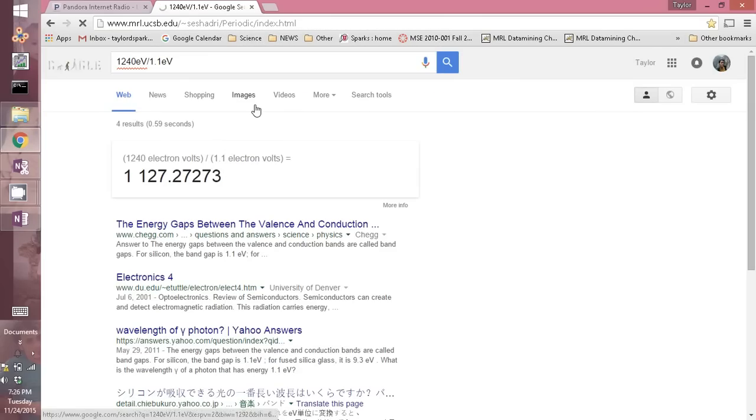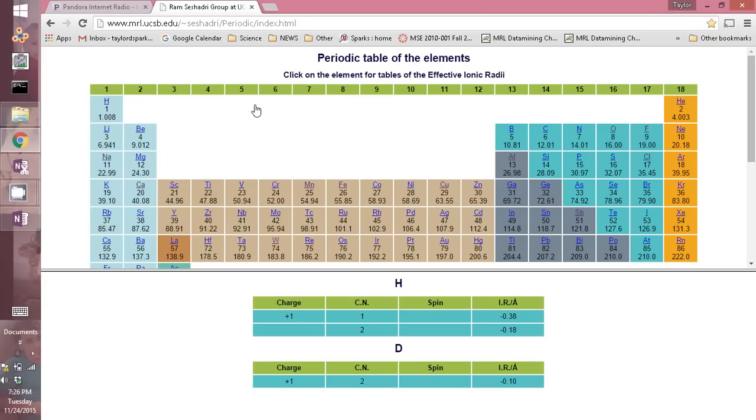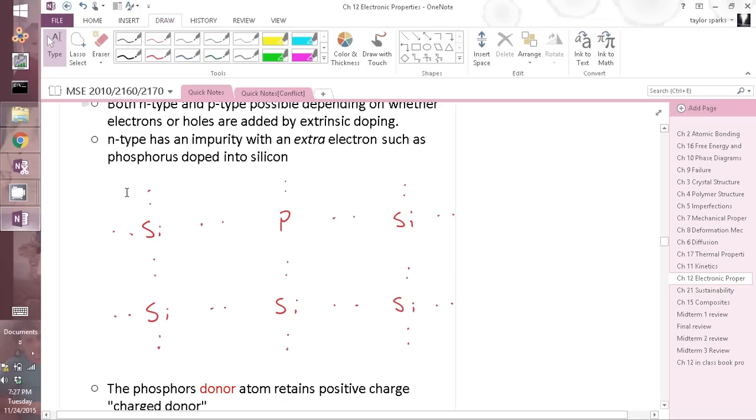It's a group 5 element, whereas silicon is a group 4 element. So here's our group 4 elements. Silicon has 1, 2, 3, 4 electrons, whereas phosphorus is group 5. It has 1 extra electron. It's got 5. So if we go to our picture, it might look something like this, where it has an extra electron that isn't tied up in bonding.